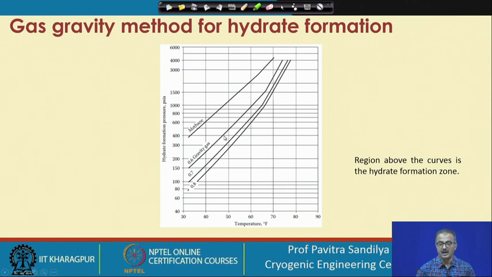From this figure we can find out, for a given temperature and for a given gas gravity, and you know that gas gravity is equivalent to denoting any particular component. So, if I know the gas gravity, I can find for a given temperature what would be the formation pressure, or for a given pressure what would be the formation temperature of the gas hydrate. Any temperature below this temperature or any pressure higher than this pressure will be conducive to the formation of the gas hydrate.